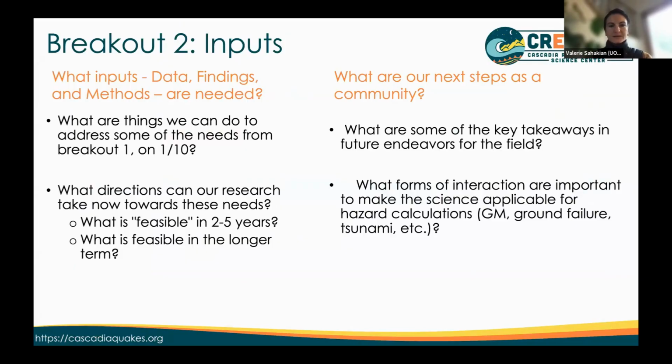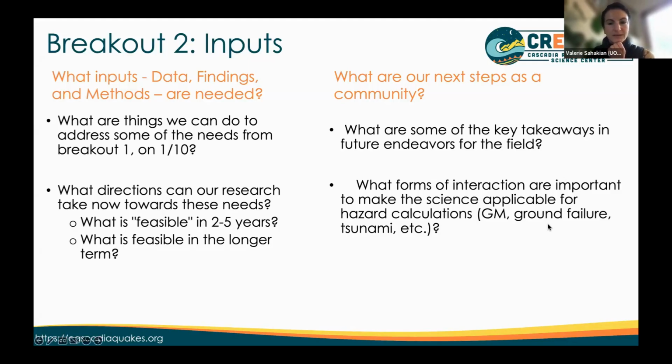What we're hoping to do is bring together folks that are working on developing ground motion models and some of the more seismology focused talks you saw today to talk about what are some of the things that we can do to address some of the needs that we identified last time in Breakout 1, and what directions our research needs to take in terms of what's feasible in the short term and also the long term. Essentially, how do we take this seismology research and turn it into the applied needs for ground motion modeling? And then the other set of questions is, what are our next steps as a community?